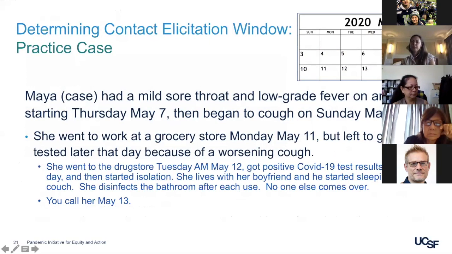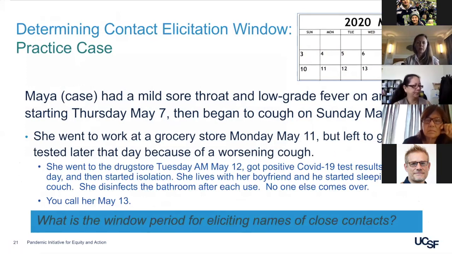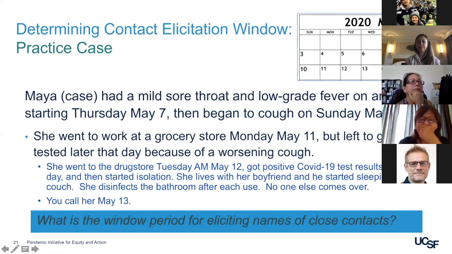So let's do a practice case together. We can continue to practice in office hours and everything as needed. Let's look at Maya. She had a mild sore throat and low-grade fever on and off starting Thursday, May 7th, and then began to cough on Sunday, May 10th. She went to work at a grocery store on Monday the 11th, but left to get tested later that day.